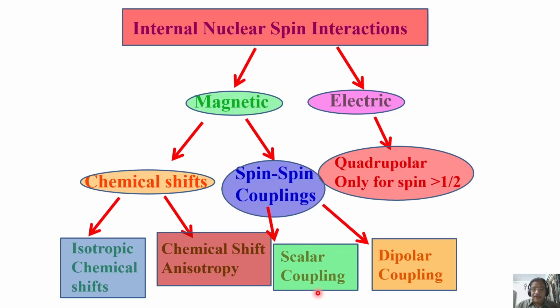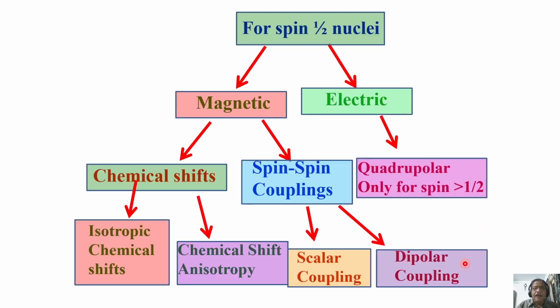You don't have to worry. Similarly, the dipolar coupling is also there. That again we can divide into 2 parts. We'll not go into more details, but remember, the broad classification is chemical shift as isotropic part and anisotropic part. Similarly, spin-spin couplings I have classified as scalar coupling and dipolar coupling.